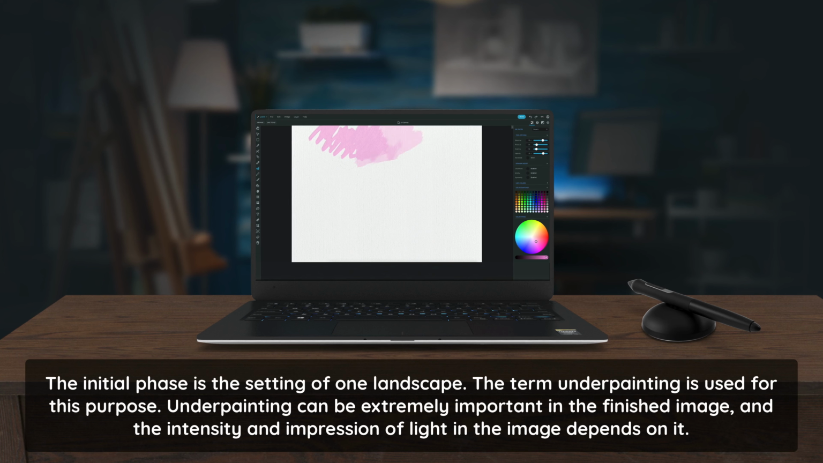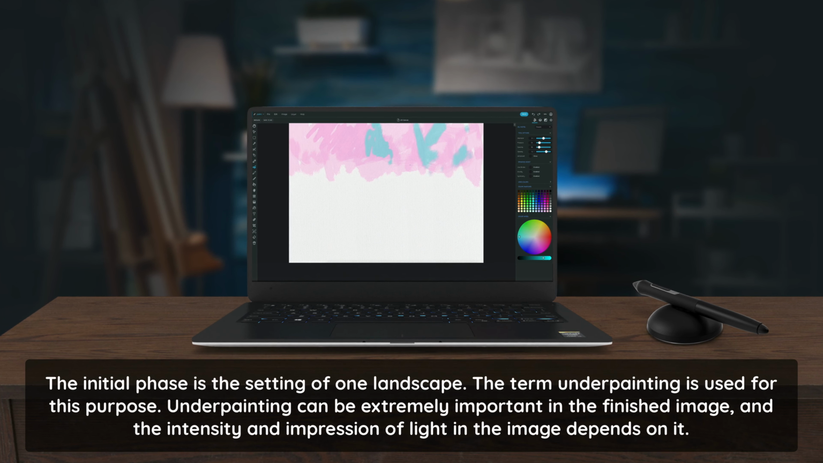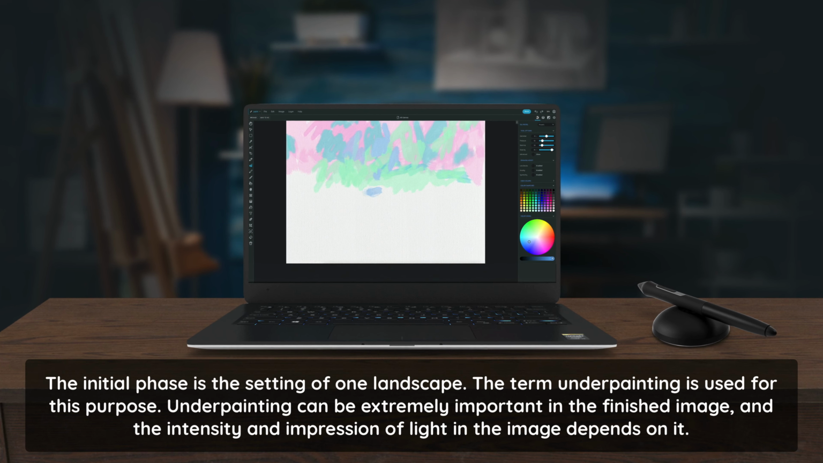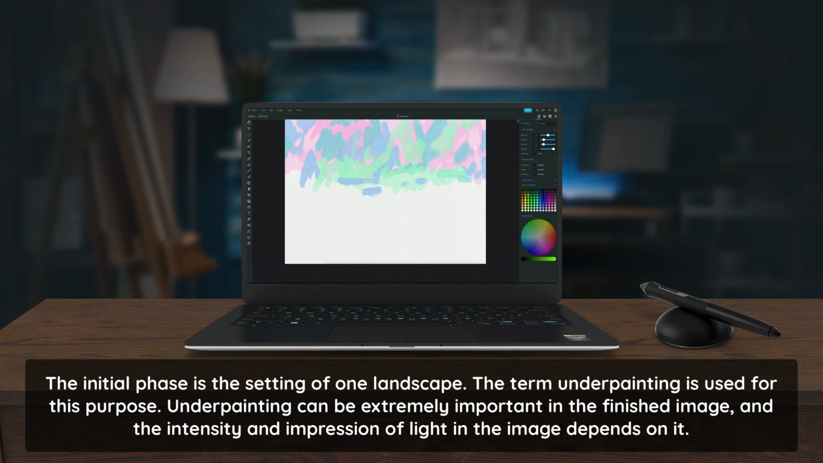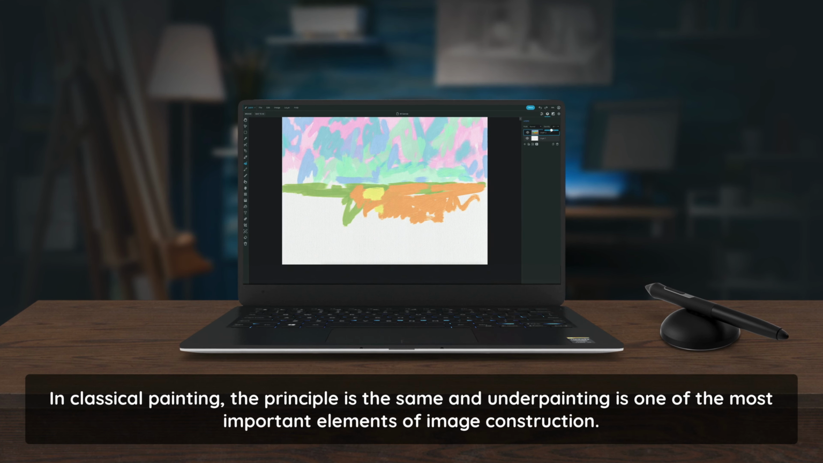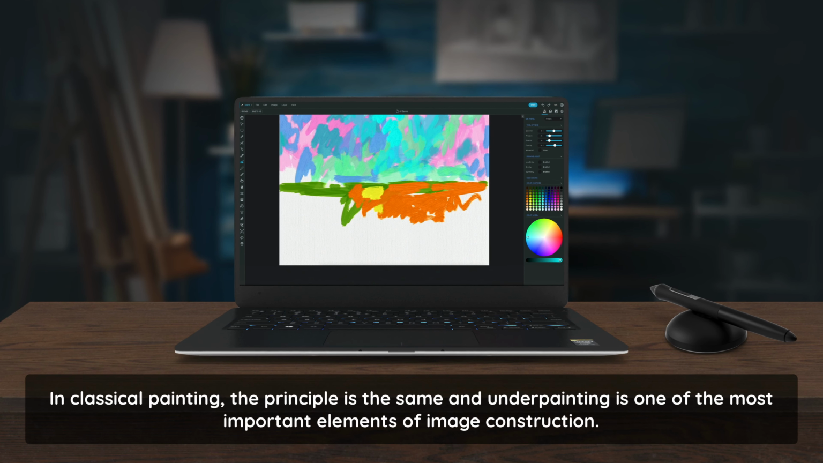The initial phase is the setting of the landscape. The term underpainting is used for this purpose. Underpainting can be extremely important in the finished image, and the intensity and impression of light in the image depends on it. In classical painting, the principle is the same, and underpainting is one of the most important elements of image construction.